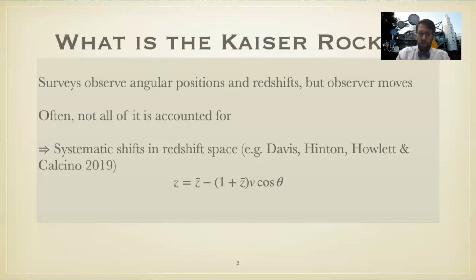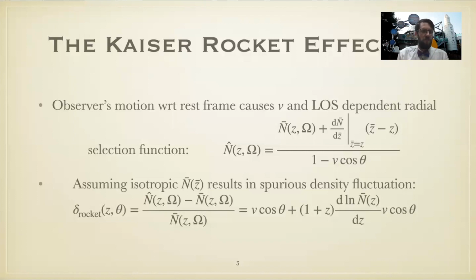Calling the peculiar velocity of the observer v in natural units, the observed redshift of an object that is at an angle theta with respect to the direction of the observer's motion is then given by this formula, which can be found in this paper by Davis, Hinton, Howlett, and Calcino. So assuming an isotropic radial selection function n of z, which is commonly done when it is inferred from the data itself, at first order we can write the apparent number count in this way.